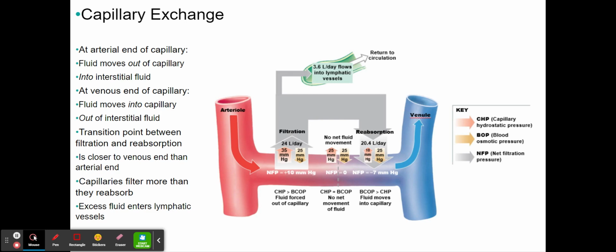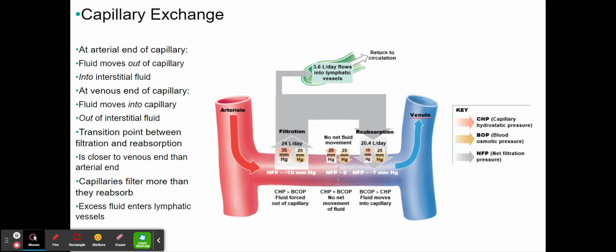If the maximum filtration pressure at the arterial end of the capillary were equal to the maximum reabsorption pressure at the venous end, this transition point would lie midway along the length of the capillary. Under these circumstances, filtration would occur along the first half of the capillary, and an identical amount of reabsorption would occur along the second half. However, the maximum filtration pressure is higher than the maximum reabsorption pressure, so the transition point between filtration and reabsorption normally lies closer to the venous end of the capillary than to the arterial end. As a result, more filtration than reabsorption occurs along the capillary.